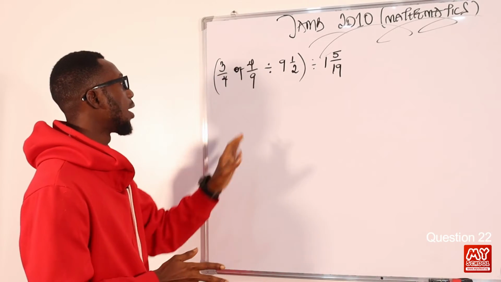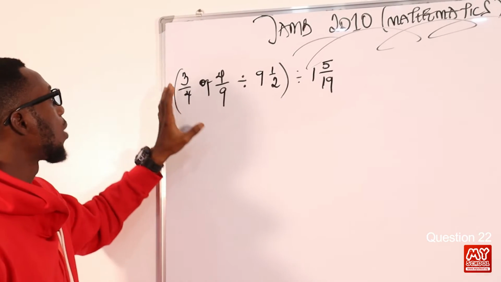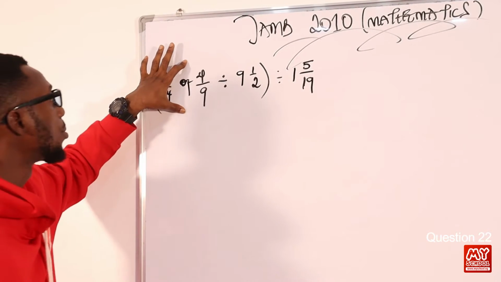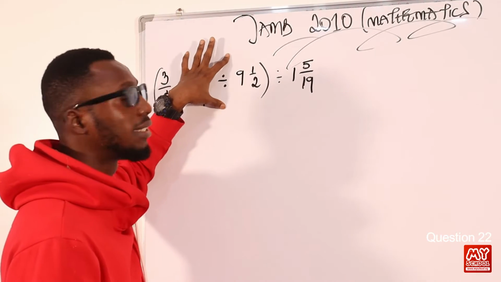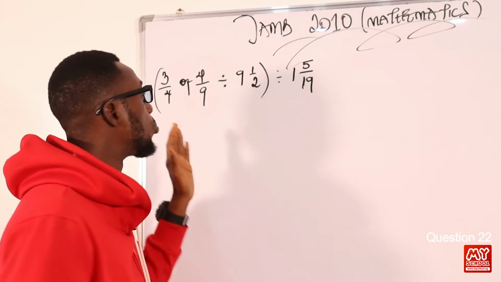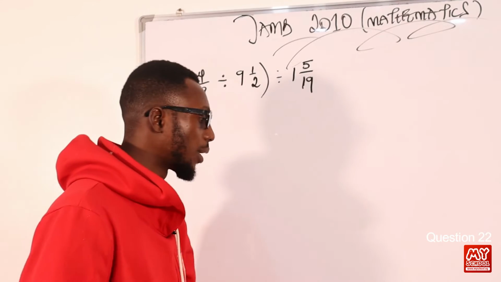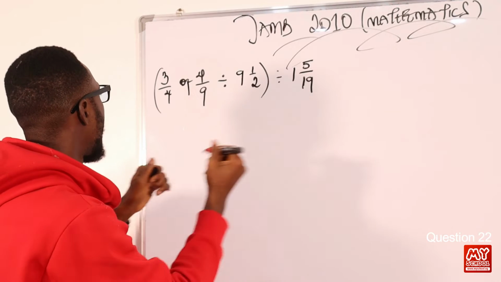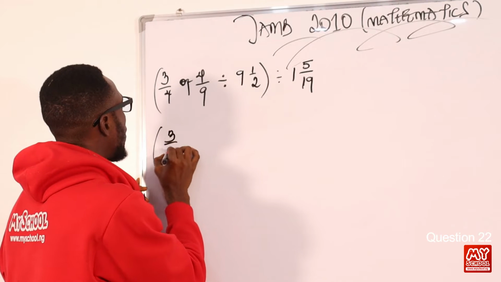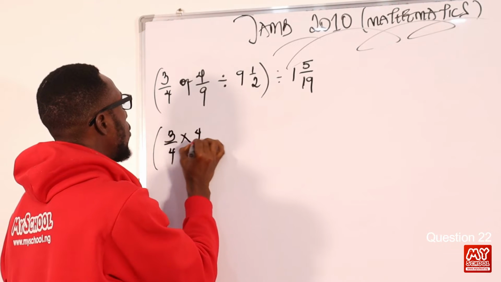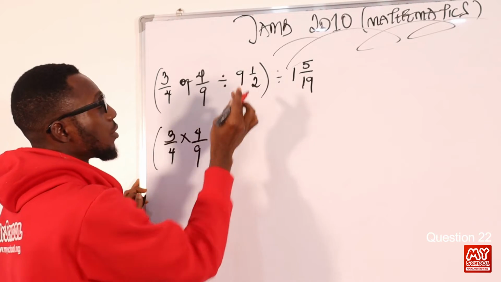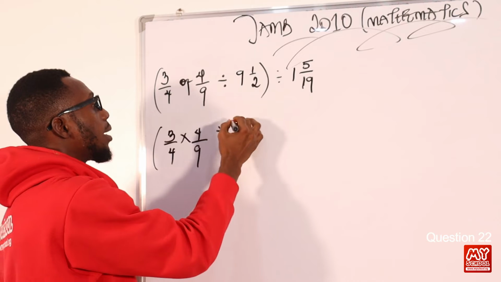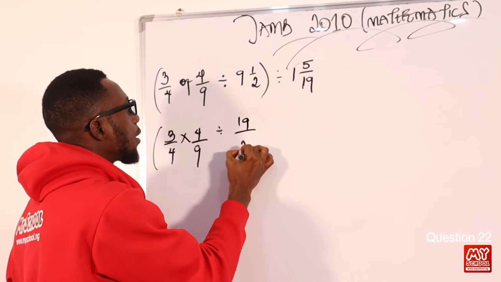All right, so we have "of" here. In the case where we have this "of", it can be translated as times. So in the case where we have times and divide, what you can just do is move from left to right. So let me move from left to right within these parentheses. I have 3 over 4 times 4 over 9. Then I can convert this to an improper fraction. So I have 9 times 2 is 18, plus 1, that is 19, over 2.